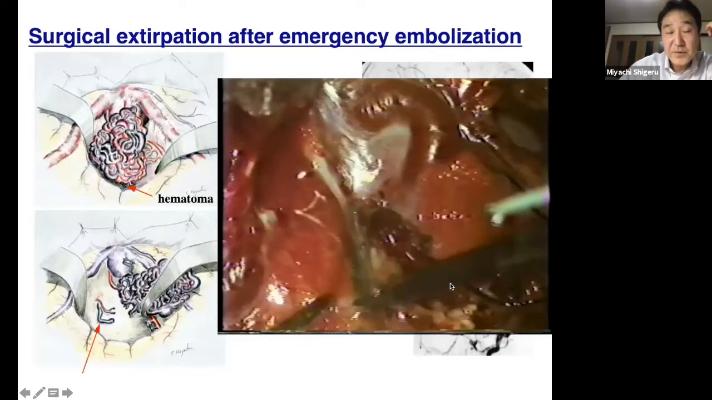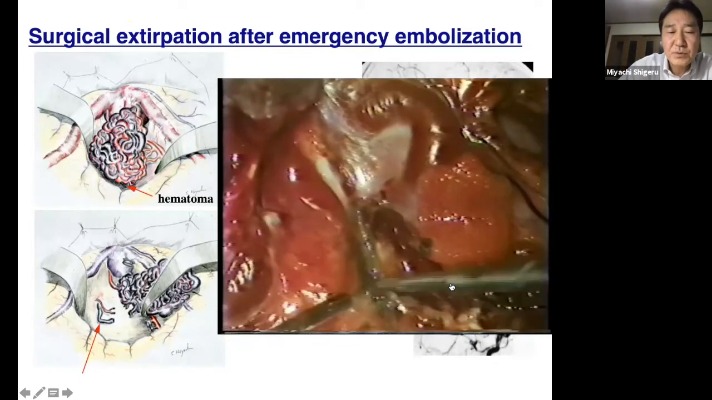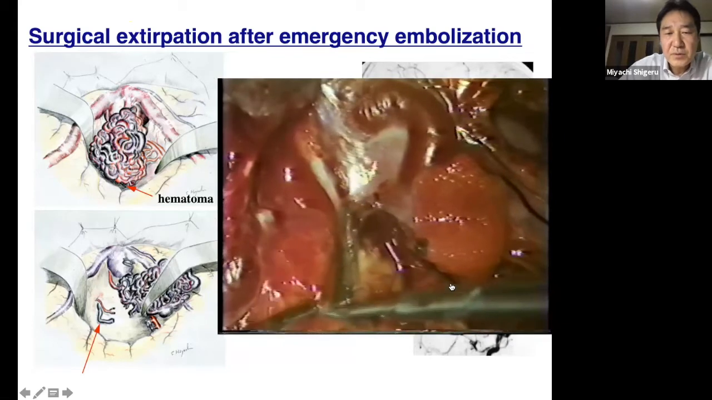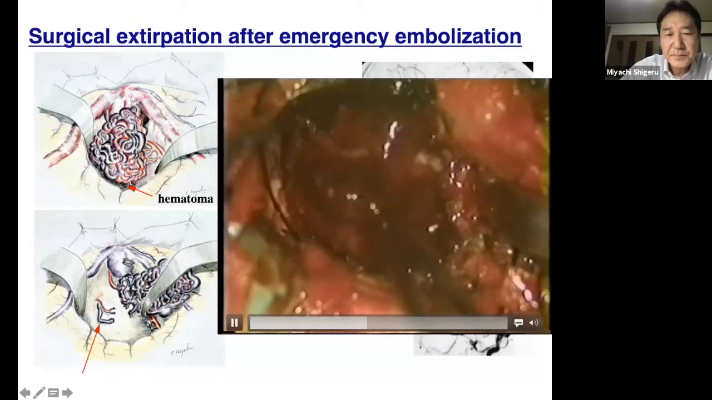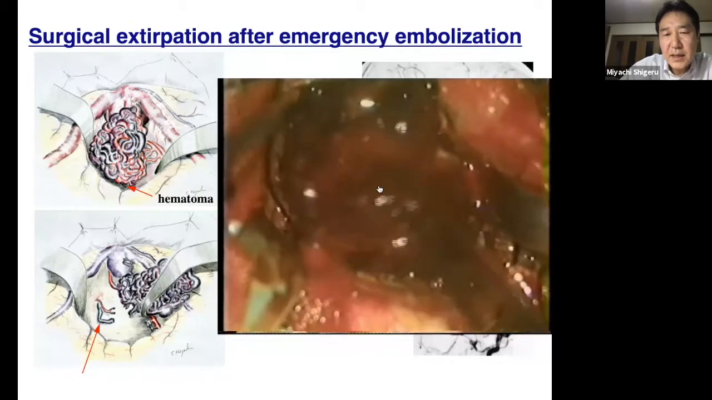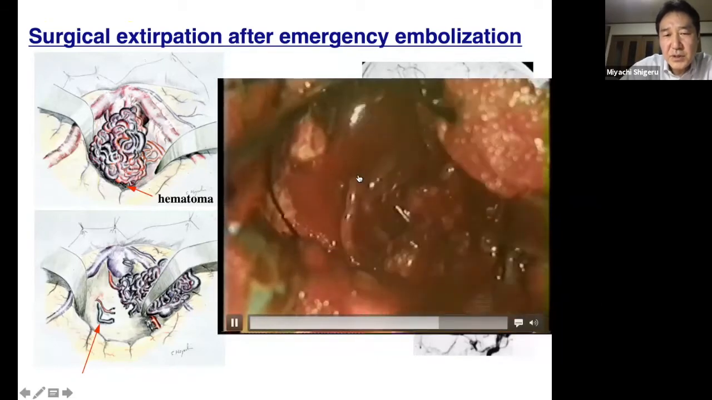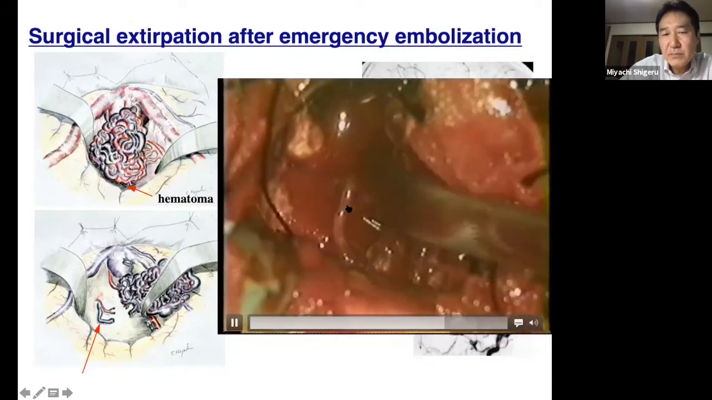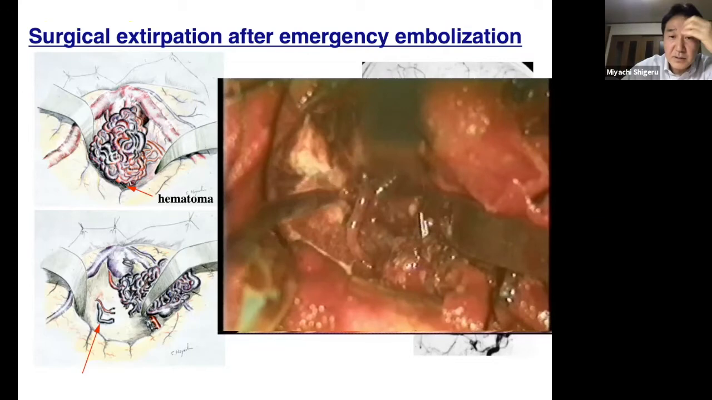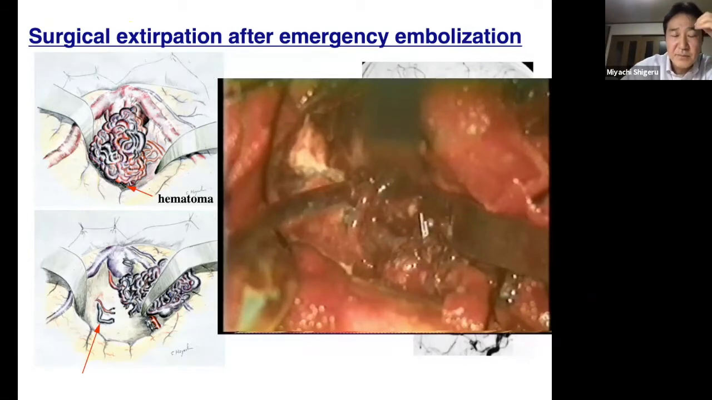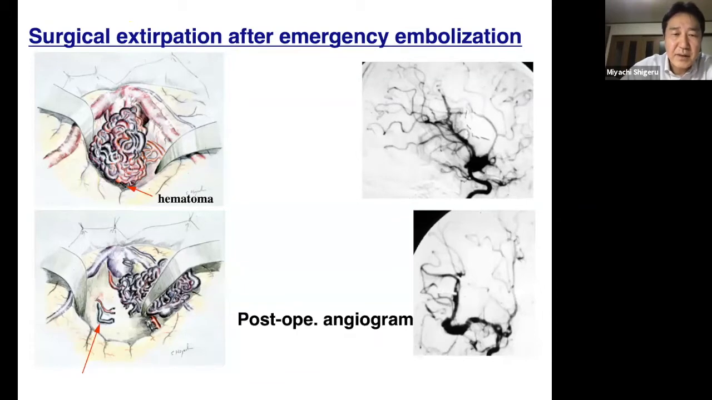On the same day, we removed the AVM. This is a very hemorrhagic surface, and we removed the hematoma, and this is the nidus. You see that this is a perforator that was embolized, but there is no bleeding because it was completely embolized. So embolization has a big role in reducing intraoperative hemorrhage from the deeper side, so we must embolize the deep-seated feeders. This is after the extirpation of the AVM.